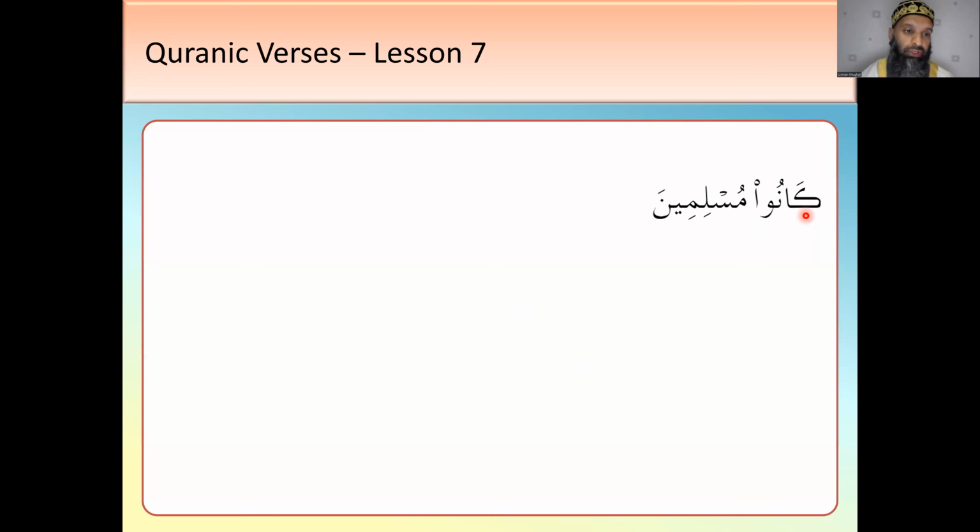Good. Even clearer. So "they were" is fine, but for more detail, "they all were." Not "you are Muslims." Kana is the verb that means to be. So kanu, they all were. That's in your kana table.